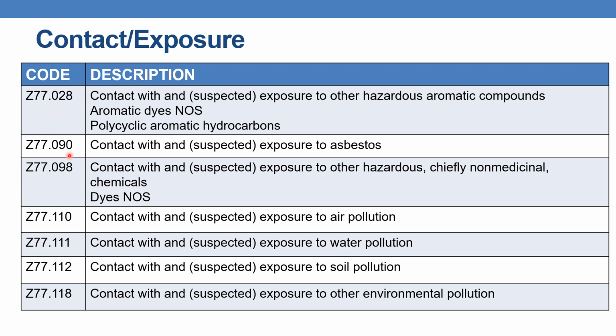The next is Z77.090, contact with and suspected exposure to asbestos. The next is Z77.098, contact with and suspected exposure to other hazardous, chiefly non-medical chemicals, for example, dioxins. Next is Z77.110, contact with and suspected exposure to air pollution. The next is Z77.111, contact with and suspected exposure to water pollution.